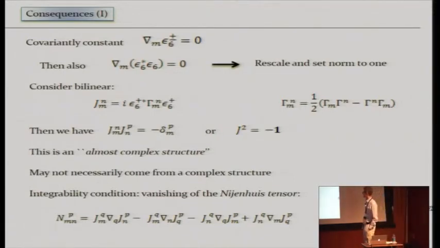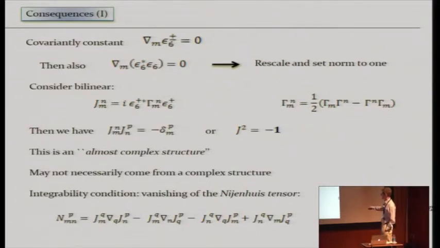Just a word on pronunciation. I often hear this pronounced as Nijenhuis or something like that. I think Albert Nijenhuis was a Dutch mathematician, and so it's called Nijenhuis. Okay, so god-awful looking tensor. What the hell is that?